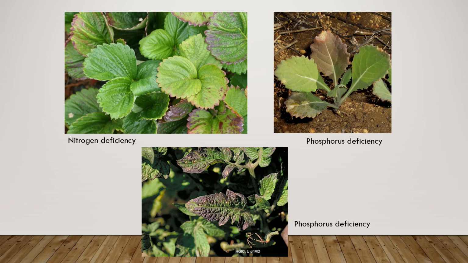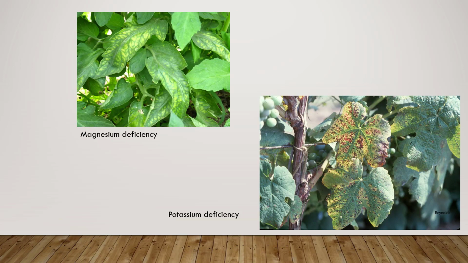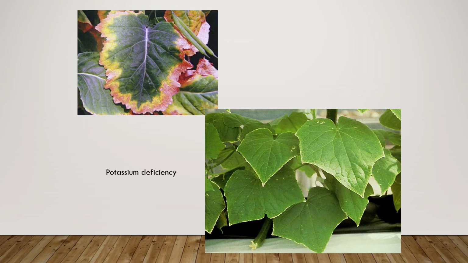So here's just some pictures of some deficiencies. Nitrogen and phosphorus are mobile nutrients, so you're going to see yellowing leaves for nitrogen and purpling leaves for phosphorus deficiencies in the lower leaves, while the newer growth will be green. Here's magnesium deficiency. And then we've got potassium deficiency, also a mobile nutrient. You're going to see this damage in the lower foliage. Here's some more potassium deficiency. It starts as a marginal burn and then just moves its way into the leaf.